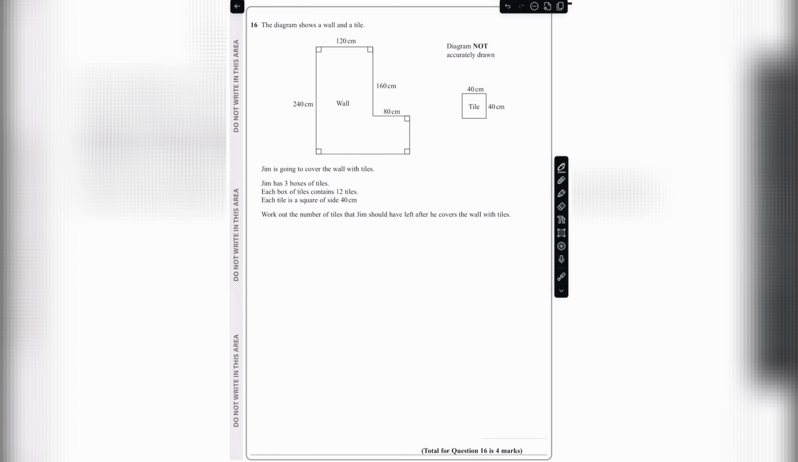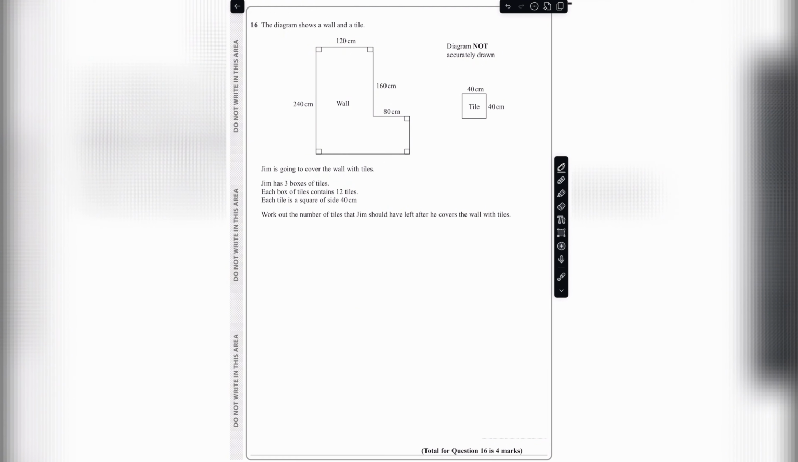In question 16, we are given a diagram that shows a wall and a tile. Jim is going to cover the wall with tiles. Jim has 3 boxes of tiles. Each box of tiles contains 12 tiles. Each tile is a square of side 40 centimeters. Work out the number of tiles that Jim should have left after he covers the wall with tiles.